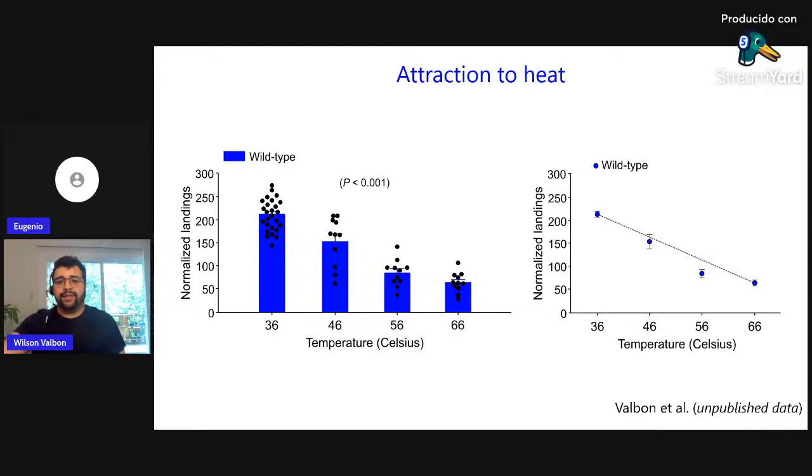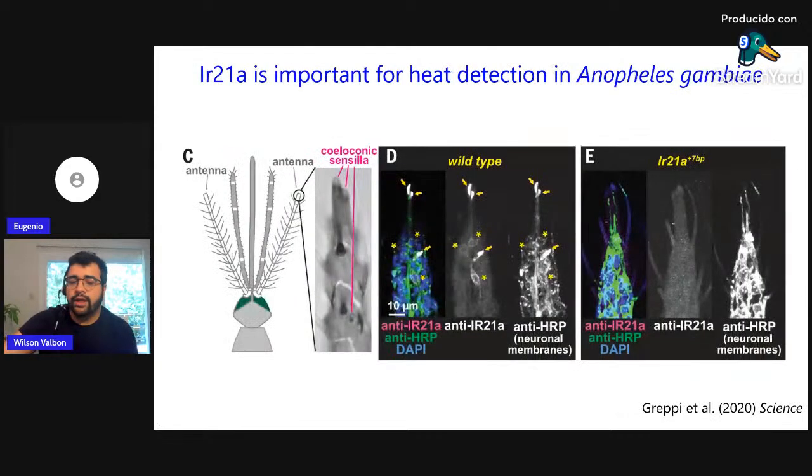CO2 and heat? We don't have this answer yet for Aedes aegypti. I'm trying to find this for Aedes aegypti, but we do have some clues that came from Anopheles gambiae, the malaria mosquito. They can detect heat as well. And this is a very nice paper from Brandeis University. This research group found that the ionotropic receptor 21a, now I'm talking about IR, okay, is responsible for detecting heat in Anopheles mosquitoes.